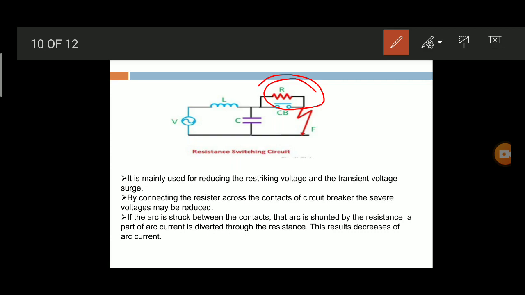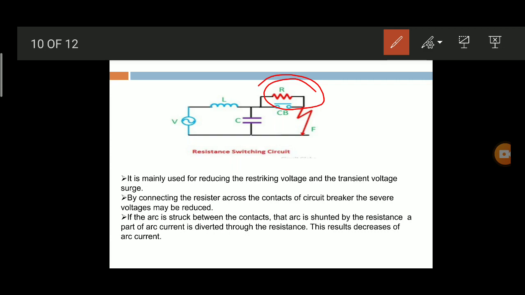If any fault is obtained near the circuit breaker, then the contacts of the circuit breaker automatically open. Then an arc is struck between the contacts. With the arc shunted by the resistor R, a part of the arc current is diverted through it. This results in a decrease of arc current and an increase in the rate of deionization of the arc path.